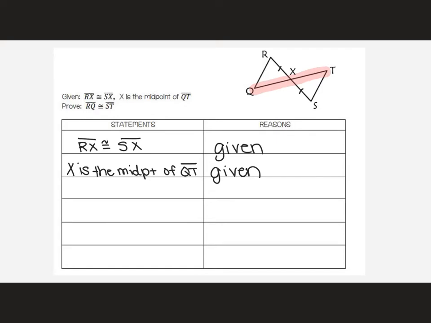Remember that midpoint means that X is directly in the middle of the segment. And so previously we've talked about how if QT was, let's say, 20, each side would be 10, meaning these are congruent, and so that's how we mark our diagram. So QX will be congruent to XT, and that's what we're going to write down. Another thing that we've mentioned is if we see the word midpoint in a given, it's a vocab word, so we need to use definition of midpoint as a reason.